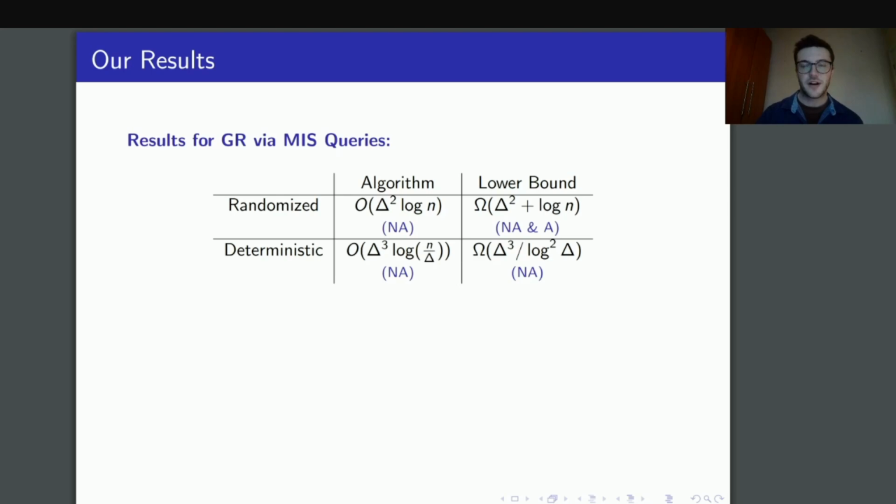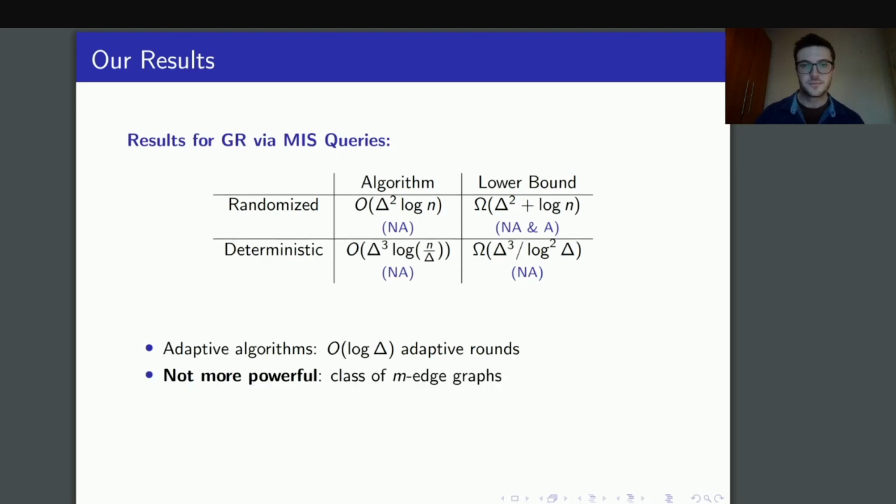We note that our randomized and deterministic algorithms require knowledge of the value of delta. And if this value is unknown to the player, then we can convert these algorithms into adaptive algorithms that require big O of log of delta rounds of adaptivity, making successive guesses of some integer d until the value delta is reached. We note that for the class of graphs parameterized by the number of edges n, maximal independent set queries do not provide any speedup over independent set queries.